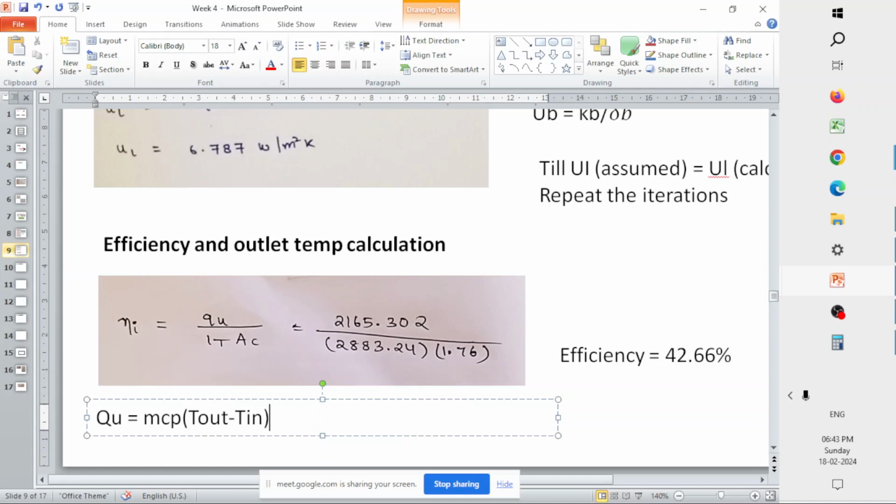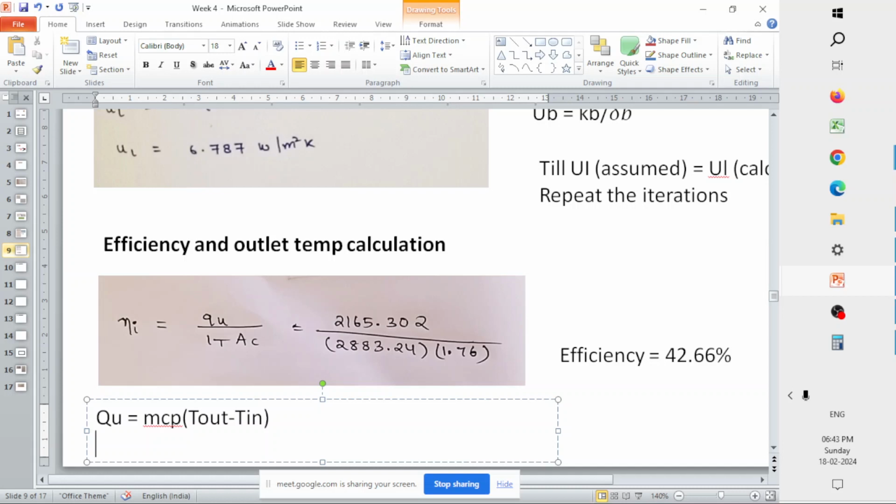By knowing the T out value, you can get an idea of how much heat is actually transferred from the absorber plate to the fluid, and how much temperature increase results from the heat the fluid has gained.